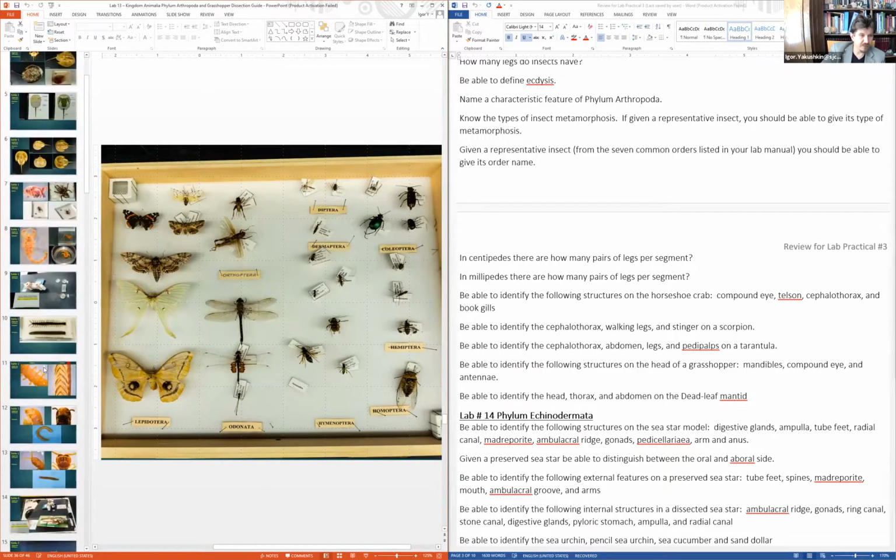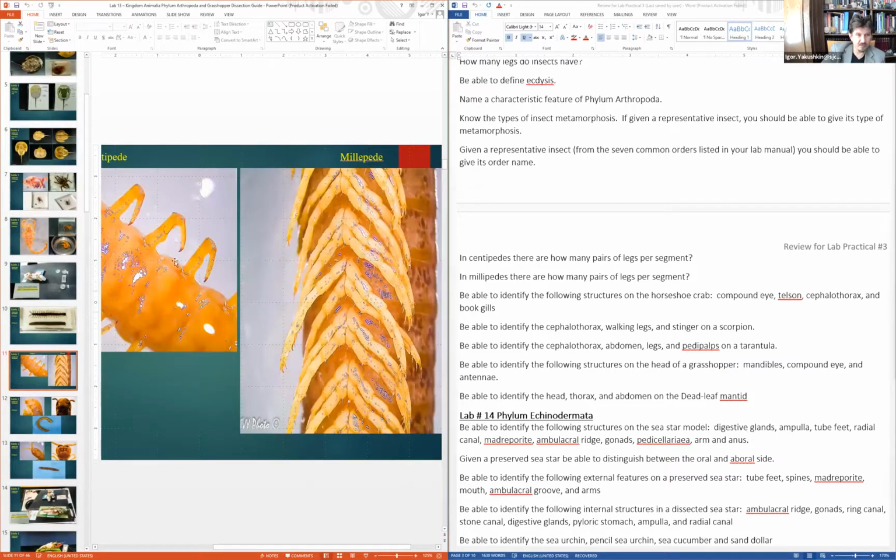Now we're going to the centipedes. Centipedes, centi means 100, so in centipedes one segment will have one pair of legs, while one segment of millipedes has two pairs of legs.